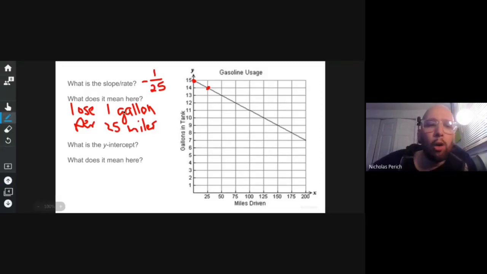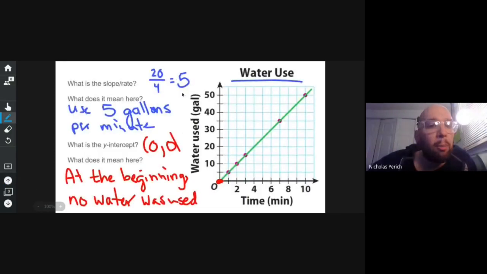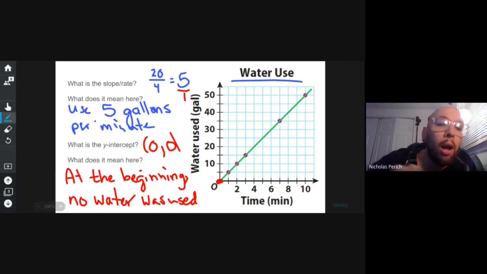If you're wondering, well, you used 2 numbers there. Why didn't you use 2 numbers here? Because I just got a number 5. If I wanted to, I could have turned this into 5 over 1, and then I can say I use 5 gallons per 1 minute, but I didn't have to do that.